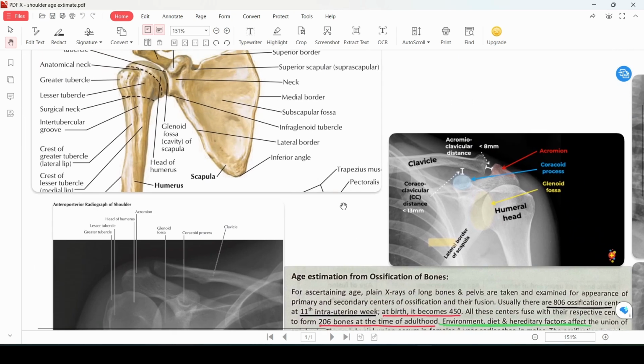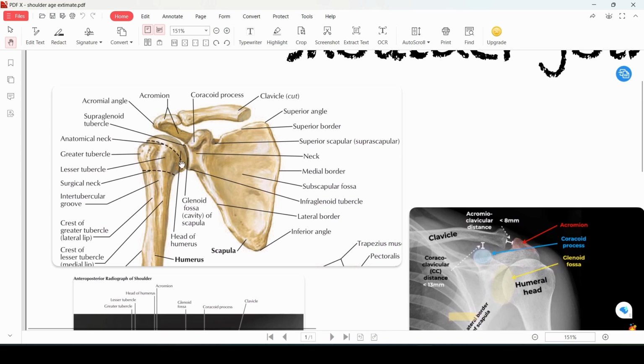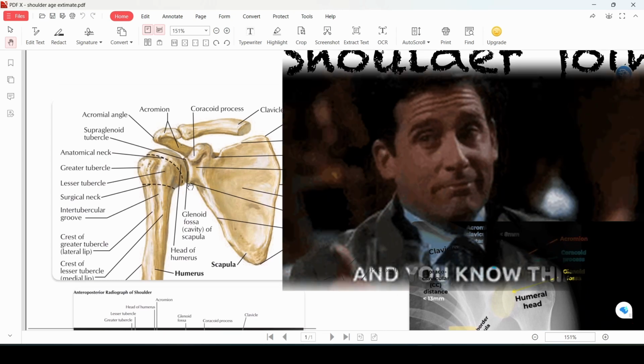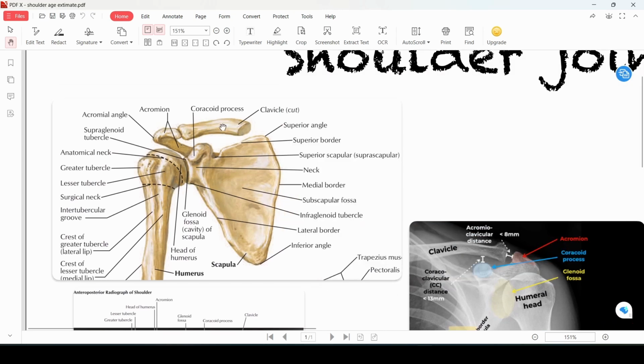So this is the picture, as you already know. This is the clavicle, this is the acromion process, which is coming from the scapula, this is the coracoid process, and this is the humerus, this is the head of the humerus, and this is the greater tubercle and the lesser tubercle. This is how it normally looks, the gross picture.